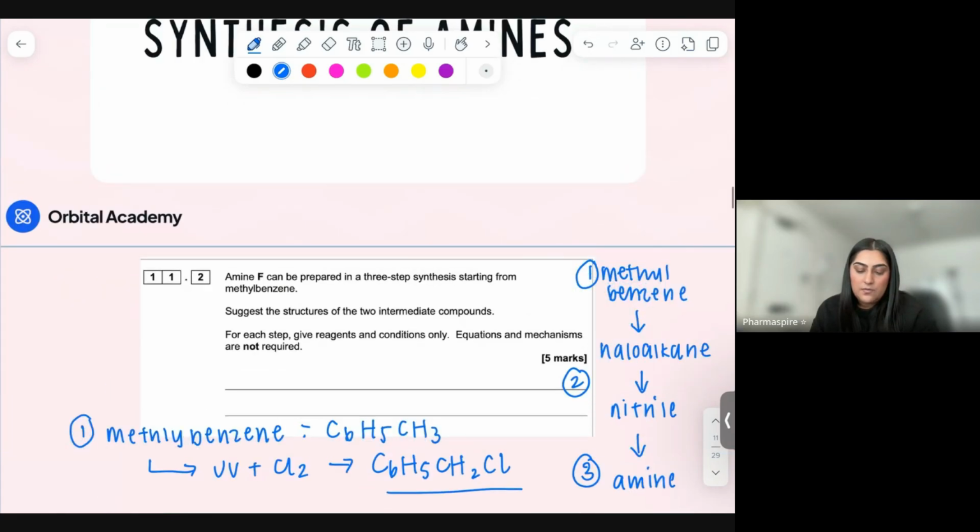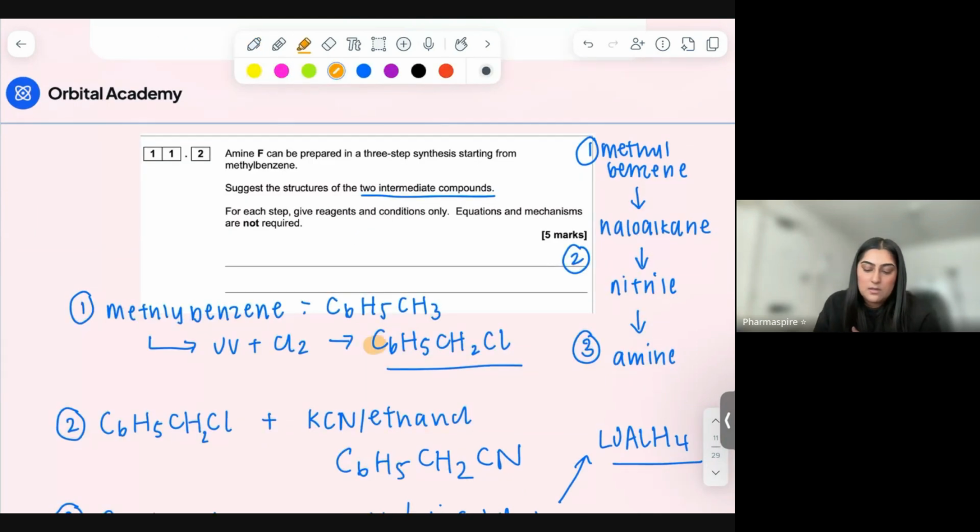It says to give the two intermediate compounds, which we've given, this one and this one.